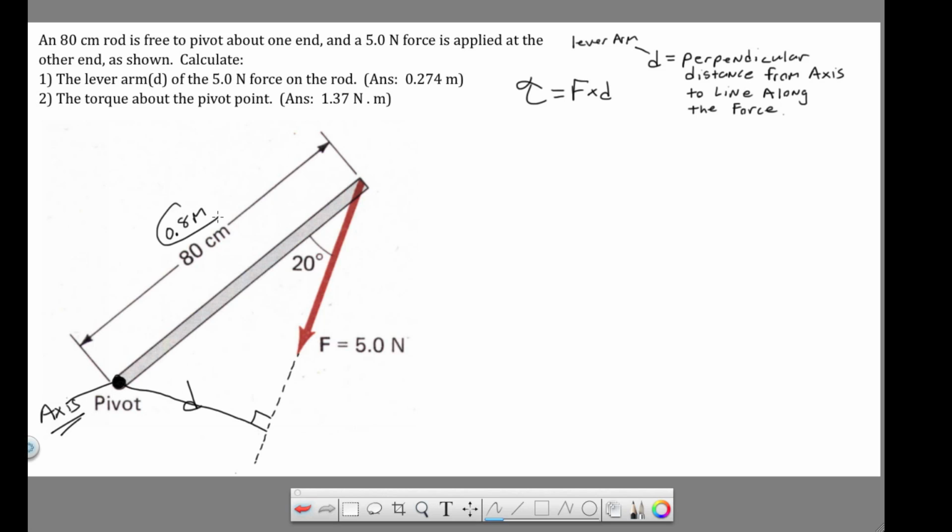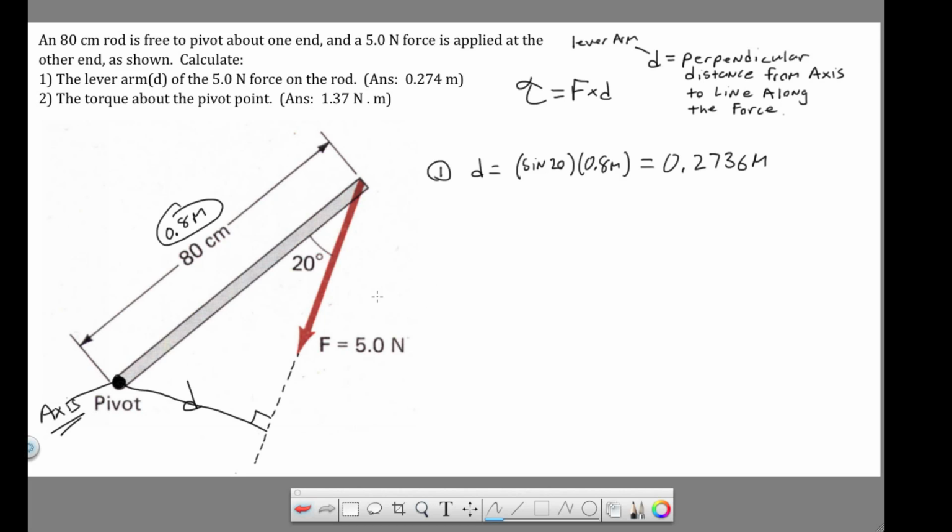So 0.8 meters is the hypotenuse. That's opposite this 90 degree. And then we have 20 degrees up here. So using trig, the way we solve number one, the lever arm, looking at this triangle in here, is going to be sine 20 times 0.8 meters. Perpendicular distance from the axis to the line along the force. And this comes out as 0.2736 meters, which I rounded to 0.274 there.